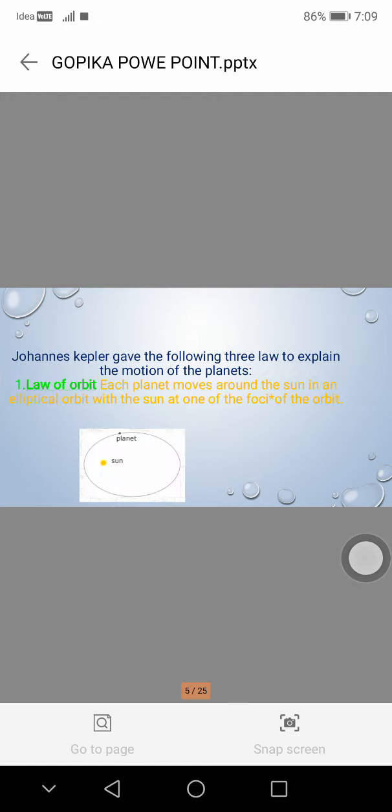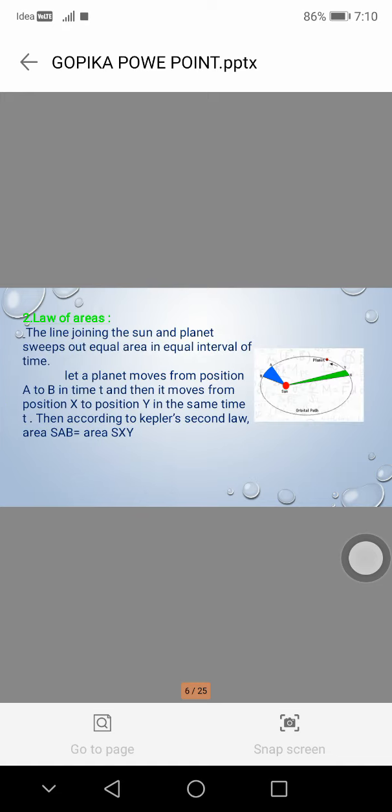Johannes Kepler gave the following three laws to explain the motion. Very interesting. What are the three laws? Law of orbit: each planet moves around the sun in an orbit with the sun at one of the foci of the orbit. Law of areas: the line joining the sun and planet sweeps out equal areas in equal intervals of time.